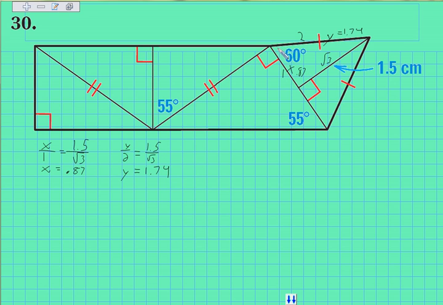This triangle is congruent to this one. I know that because of hypotenuse leg. I have a right angle, I have these sides the same, and then of course the shared side is the same. So this is 1.74, and this is also 0.87.